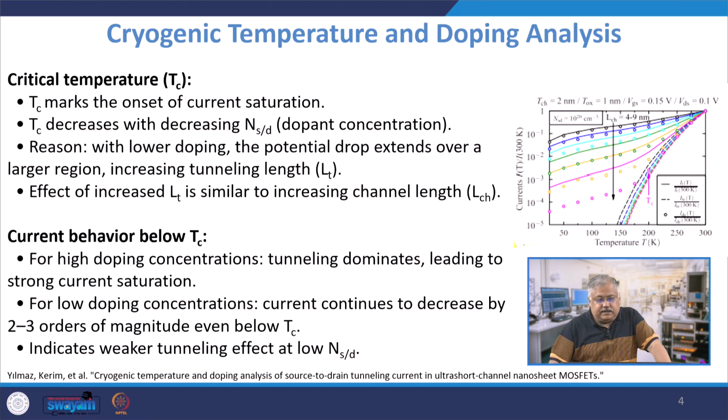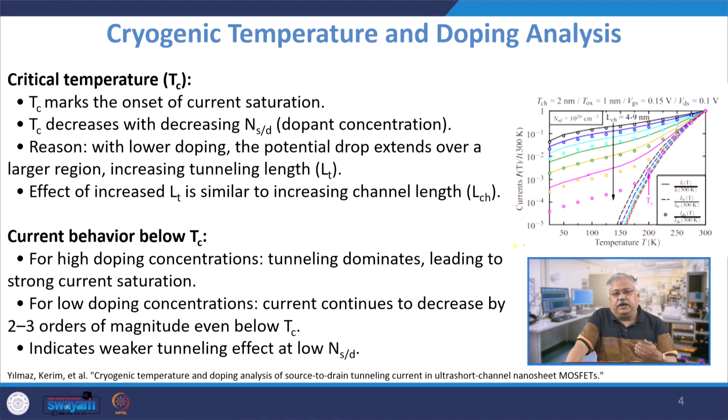Now this TC, which is known as the critical temperature, decreases with decreasing source to drain doping. So as the source to drain doping concentration reduces, the temperature at which the saturation starts also reduces. Why? Because when you lower the doping, the potential drop extends over a larger region, and as a result your effective tunneling length becomes larger and larger. The effect of increased tunneling length is analogous to increasing the channel length, and as a result your current starts to reduce with reducing source and drain concentration. So you can understand where it is coming from.